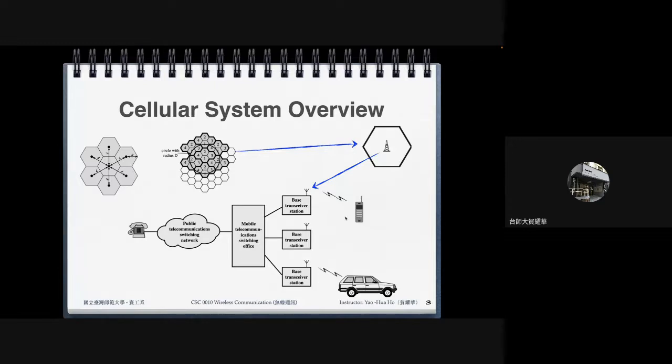So if your mobile device wants to talk to another mobile device, you connect to the base station. The base station will connect to the mobile telephone switching office, which then switches you to another base station transceiver and on to the other mobile device. If you want to talk to, let's say, a home phone, you use your mobile device to connect to the base station, then to the MTSO, which switches you to the public telephone switched network, and then you are able to connect to the home phone. Okay, any questions?